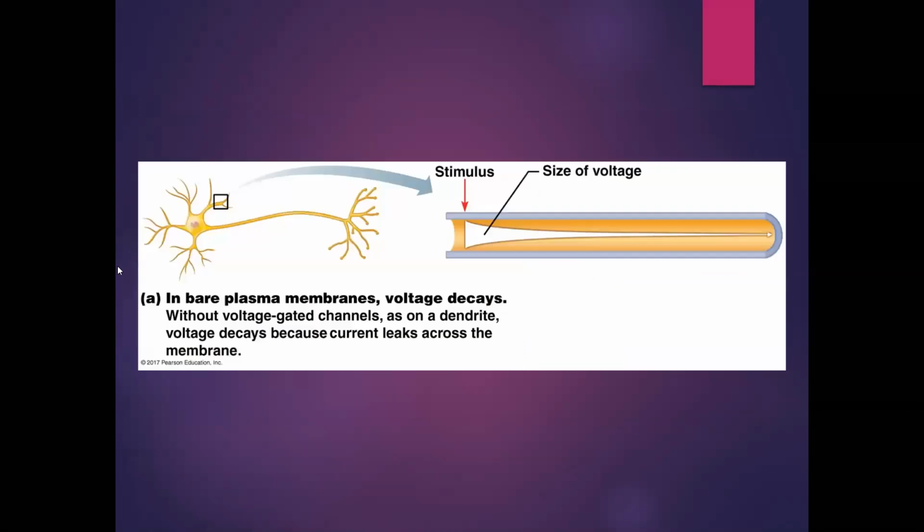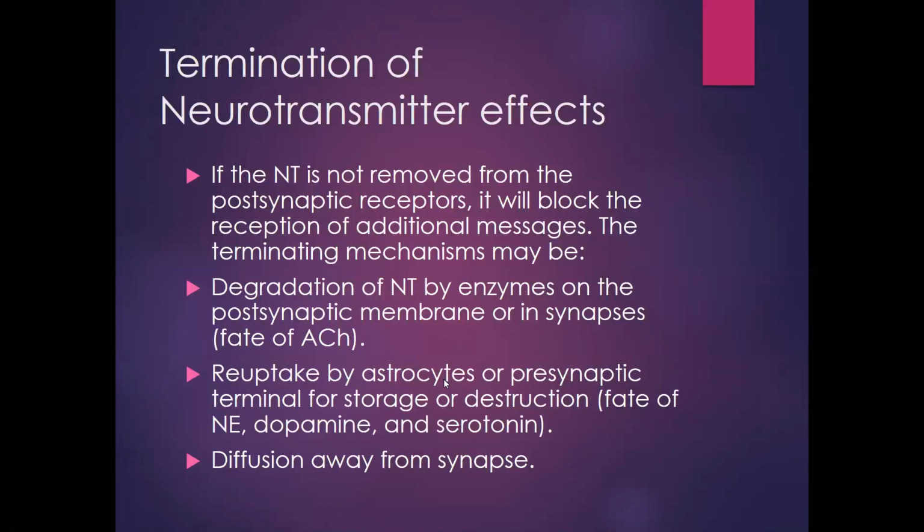Now, the second thing that can happen is that we can take it back up again. We'll talk about astrocytes in lab tomorrow afternoon, so don't worry about that right now. Or the presynaptic terminal can take it up for storage or destruction. That's the fate of norepinephrine, dopamine, and serotonin.